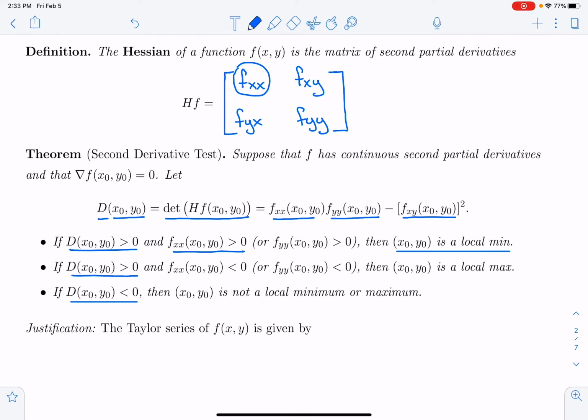Now, if that f sub xx is negative, that's going to tell us that we've got this concave down shape. We've got an upside down bowl. And you'll recall from single variable calculus, if you have a concave down shape and you've got a critical point at the top of it, that's going to be a local max. And that really tells us the second derivative test. So we need to find the determinant of this Hessian matrix, and then we need to look at the sign of that top left corner, the second derivative with respect to x.